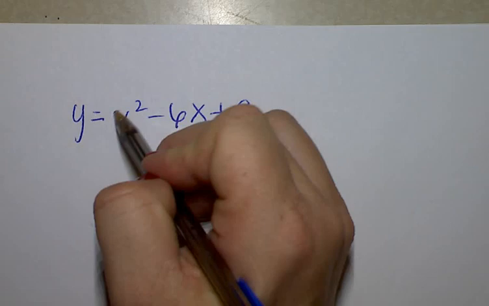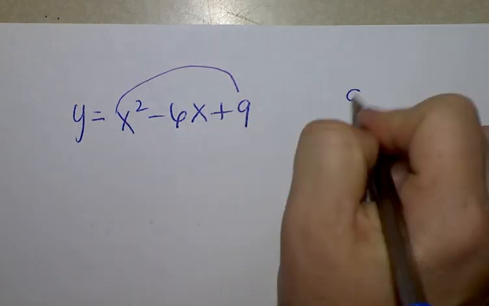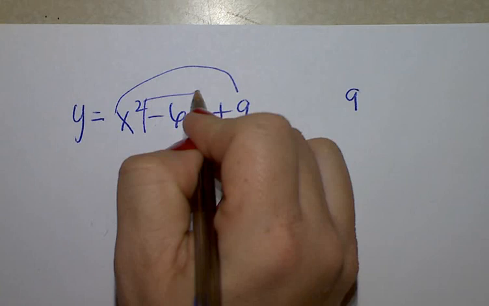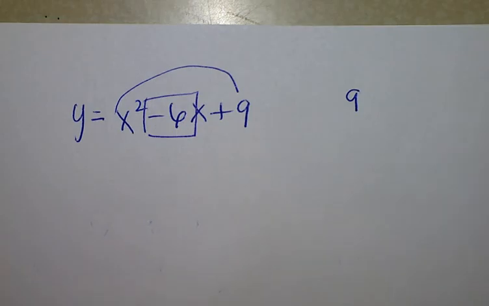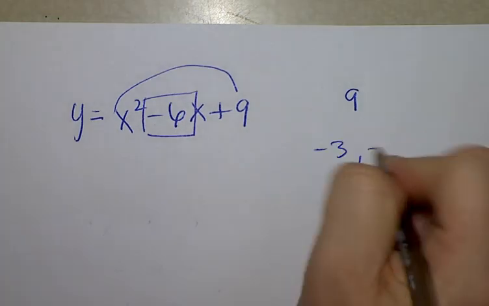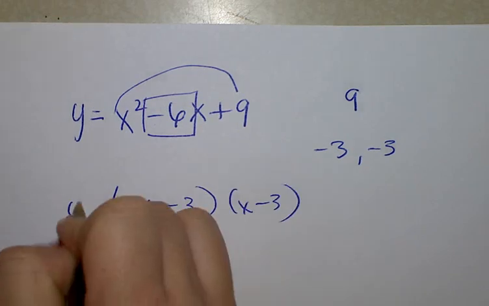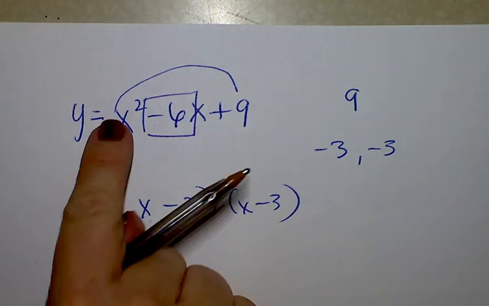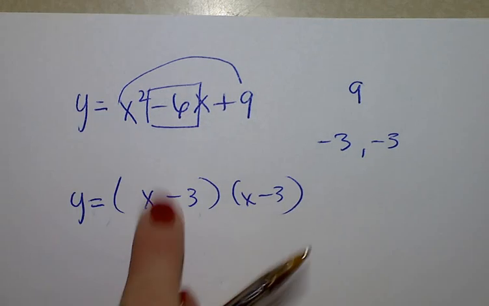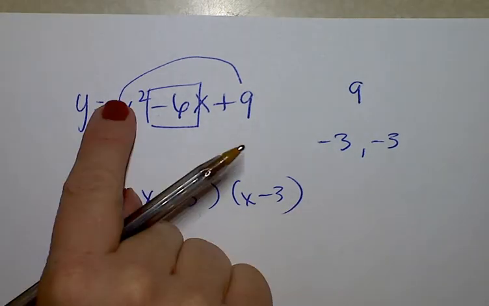What multiplies to give us a positive 9 and combines to give you a negative 6? Anybody? Negative 3. Negative 3 is awesome. So let's go x minus 3 and x minus 3. Since the leading coefficient is a 1, you don't have to do bottoms up.